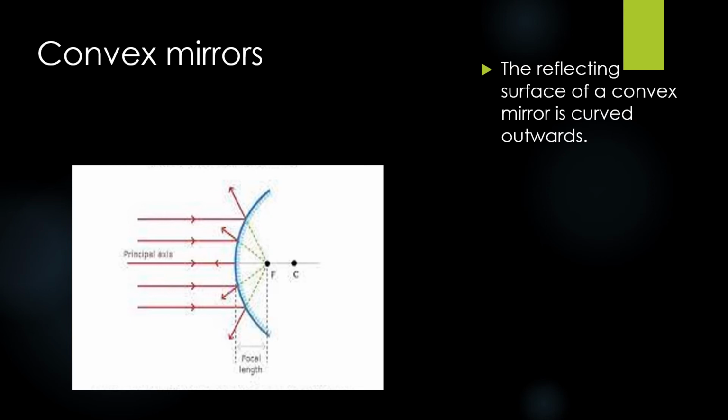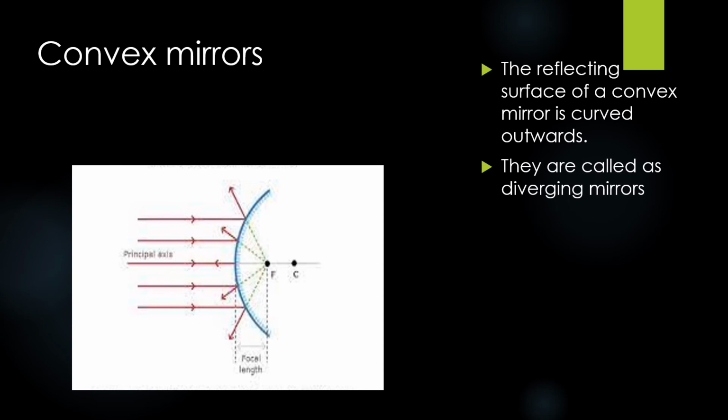In the concave mirrors you observed that the reflecting surface is curved inwards. But here it is not so; the reflecting surface bulges outwards. So it has a convex surface, and we call these convex mirrors diverging mirrors.